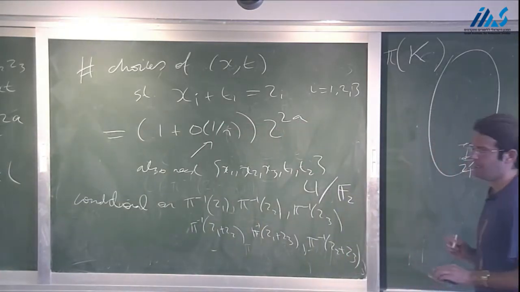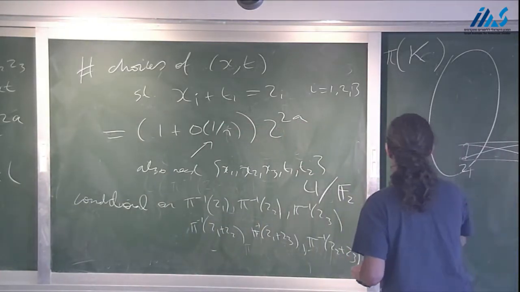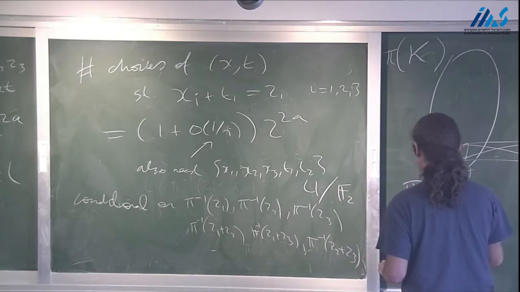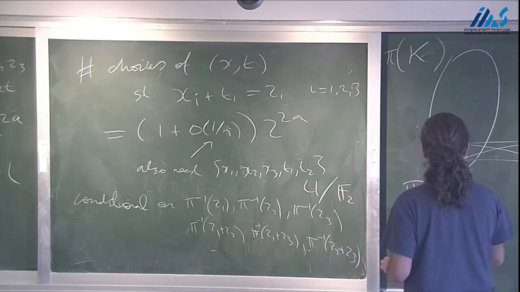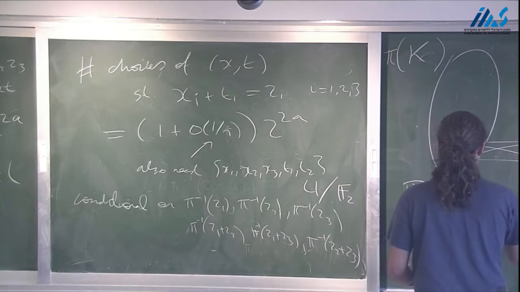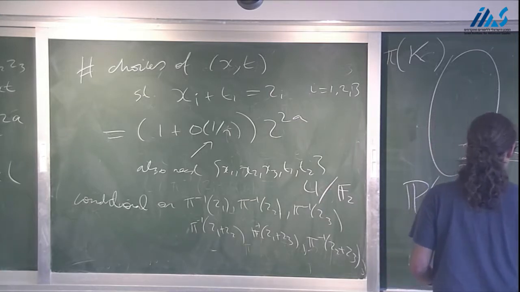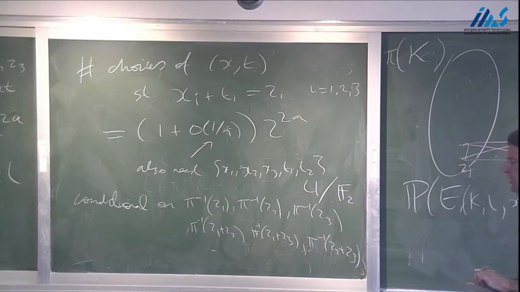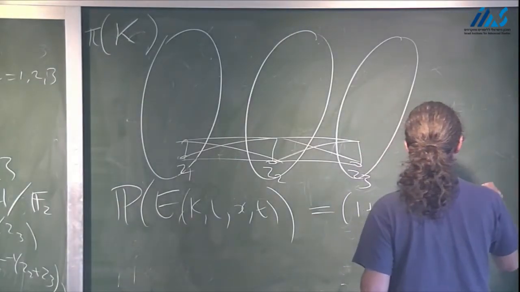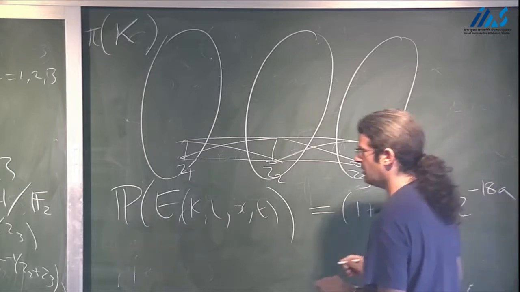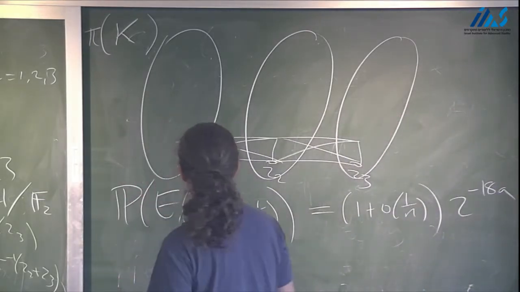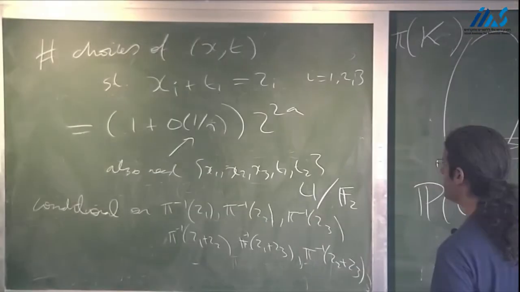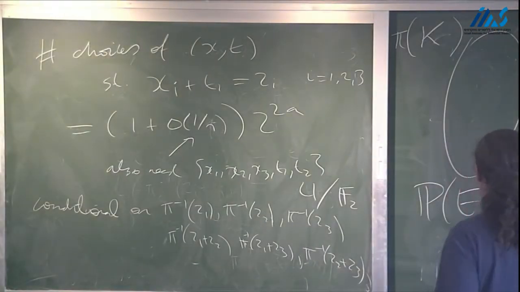I have prescribed images, so the probability of the event: I just have 18 prescribed vertices which have to be mapped to the correct place. So it's, okay. So therefore, multiply these together, and we get the right expression for the expected value.